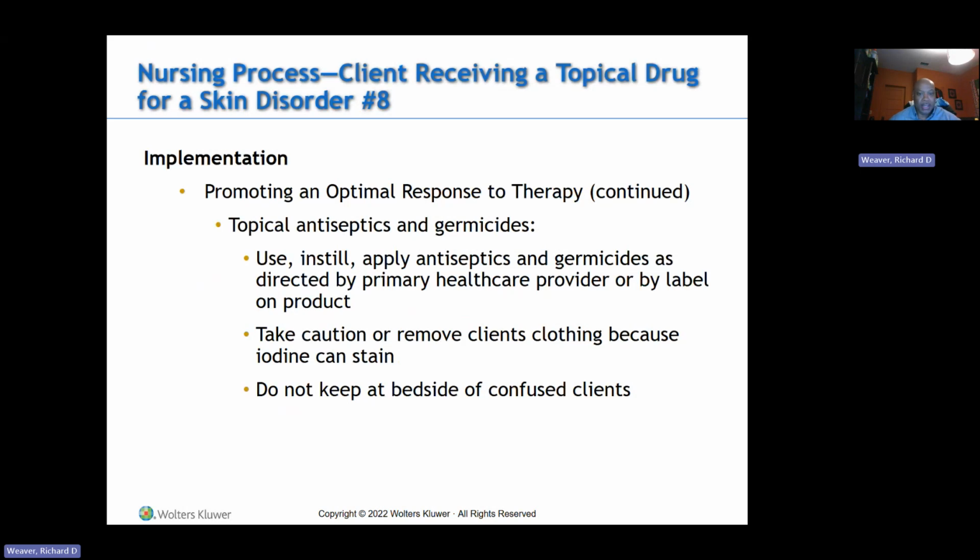Now, antiseptic or germicidal drugs kept at the bedside, they should be clearly labeled with the name of the drug, the strength of the drug, as well as, when applicable, the date of preparation of the solution. So this is really important information to provide. Let me highlight that one too.